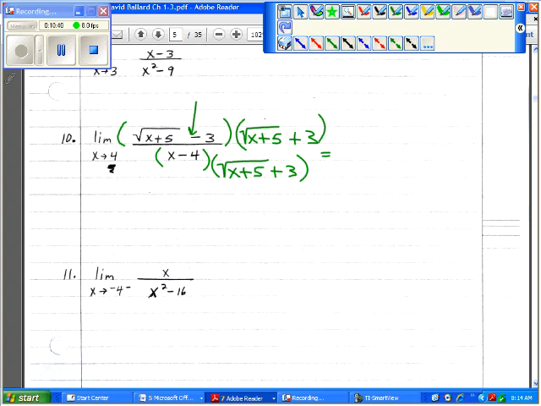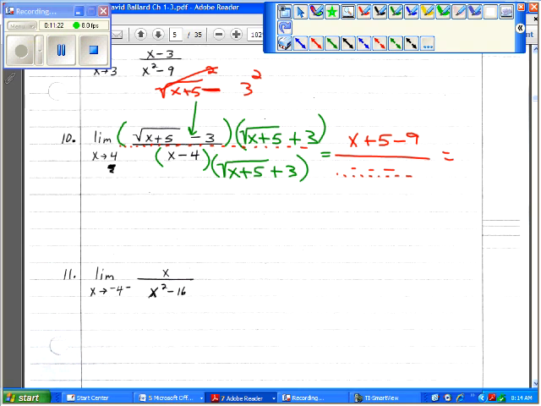Now, we know that when we multiply binomial conjugates up here in the numerator, the result is the difference between the two items squared, which gives us x plus 5 minus 9. Agree with that? Which is going to turn into x minus 4. Now, I'm just going to leave that hanging a second.